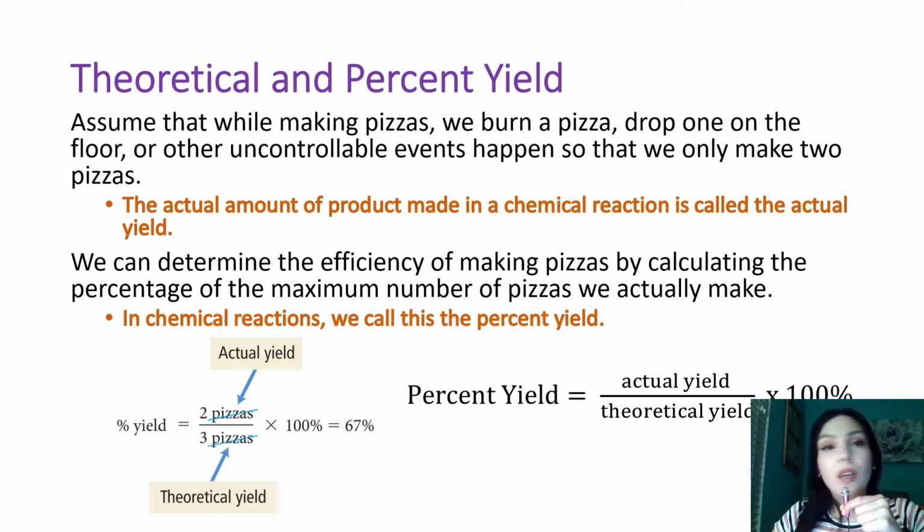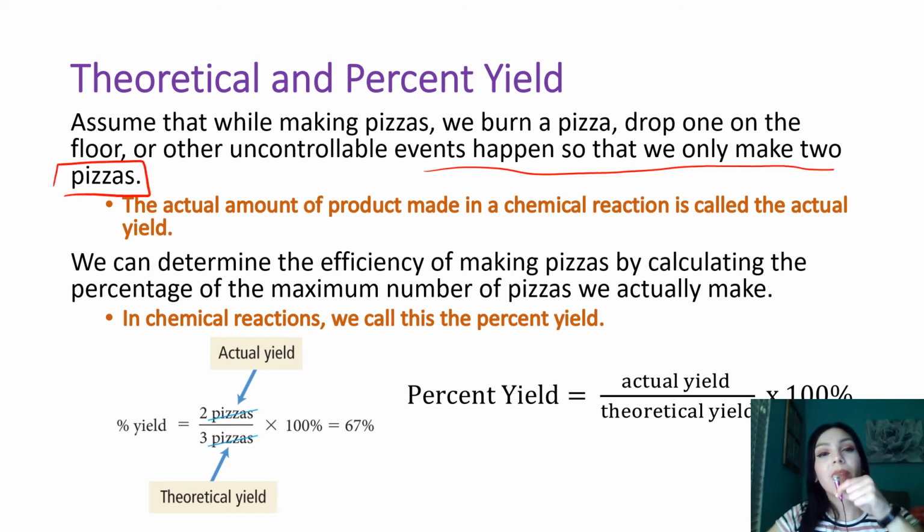So let's say that while you were making the pizzas, you burned a pizza. So a lot of things went wrong. You burned a pizza, you dropped one on the floor, or some other thing happened, and you only ended up making 2 pizzas, right? This is your actual product.